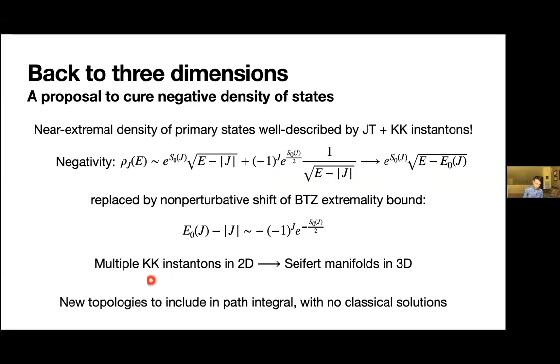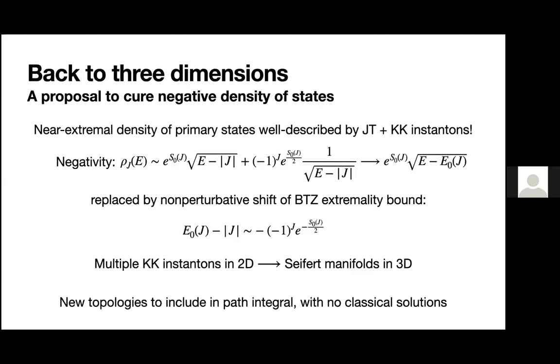The two-dimensional configurations we needed to include were these multiple KK instantons, these multiple defects. When you uplift those to 3 dimensions, they turn out to be smooth 3D manifolds called Seifert manifolds. These have been studied a bit in Chern-Simons theory and various other contexts. So the proposal is you should include these in the path integral. There are no classical solutions for a Seifert manifold, apart from these SL2Z black holes. But the suggestion is that if you perform an off-shell path integral over these topologies, then you'll restore consistency to the theory without changing the dynamics. So that's the proposal.